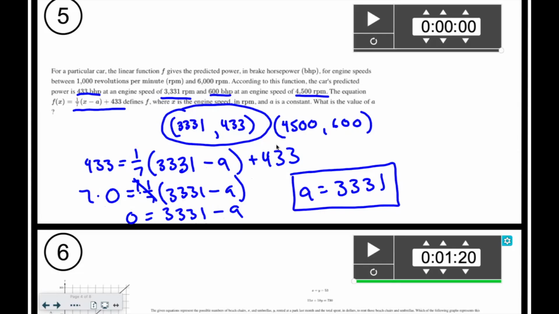So in this one, even though they gave us 2 points, I wouldn't have used the table because the equation that we were looking for was not in slope intercept form. So this one, the way I did it is just plug in the x and f of x, or x and y, and solve for a.